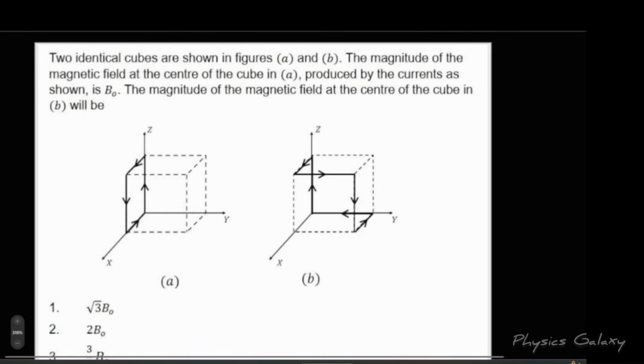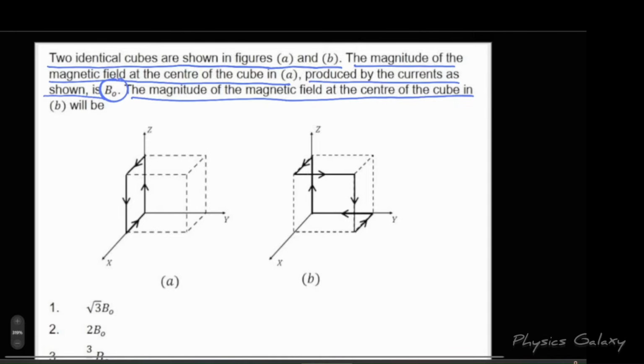Welcome back to Physics Galaxy, and today we're going to solve some electrodynamics questions which were asked in last CSIR NET examination. And this question states, two identical cubes are shown in figures A and B. The magnitude of the magnetic field at the center of the cube in A produced by the currents as shown is B naught. The magnitude of the magnetic field at the center of the cube in B will be.